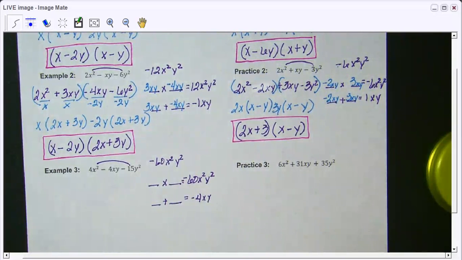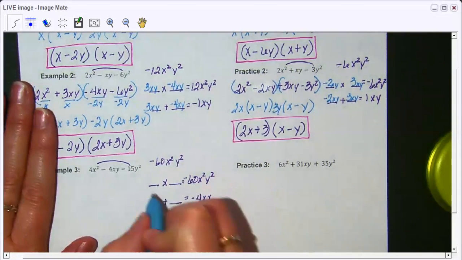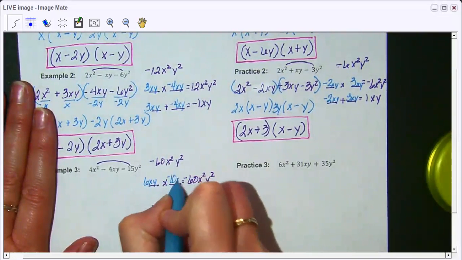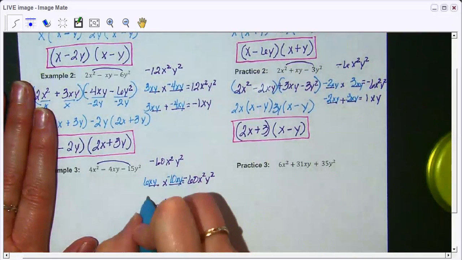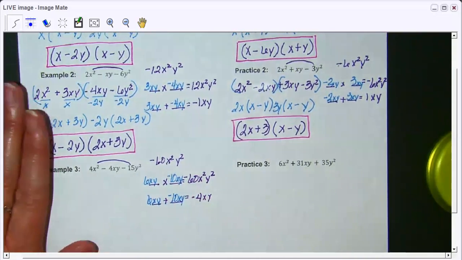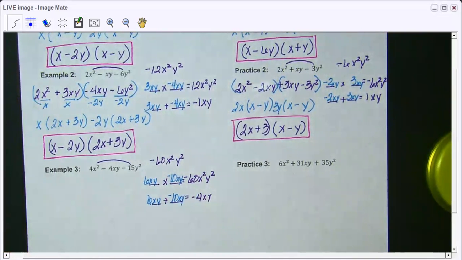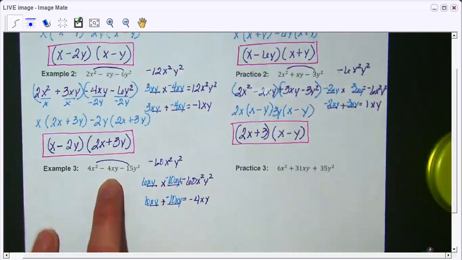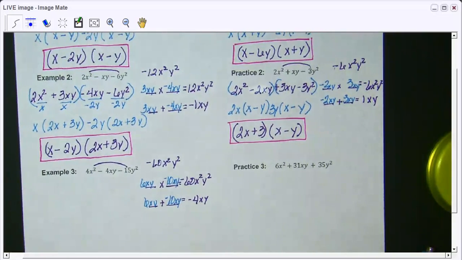So we said negative 10 and 6. So 6xy and negative 10xy. That is correct. All right. So I want you to go ahead and substitute those terms for negative 4xy, and then I want you to group and I want you to factor. Okay, so go ahead and try that.